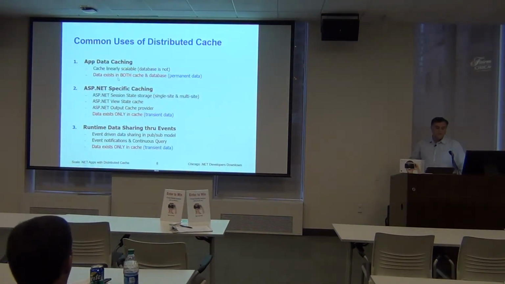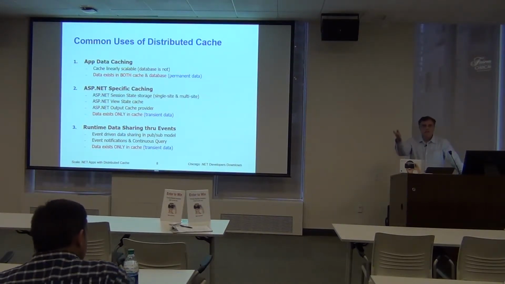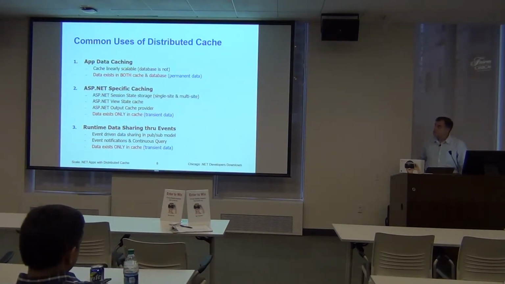Now, one thing to keep in mind, and we'll talk about this in the subsequent slides, is that in application data caching, the data exists in 2 places. One is in the database, one is in the cache. When data exists in 2 places like this, what's the first concern that comes to mind? What could go wrong? Stale data, or they could go out of sync. So the cache could have an older copy.